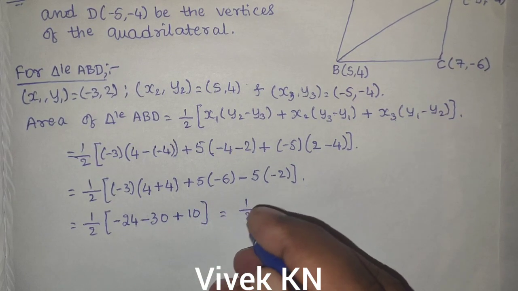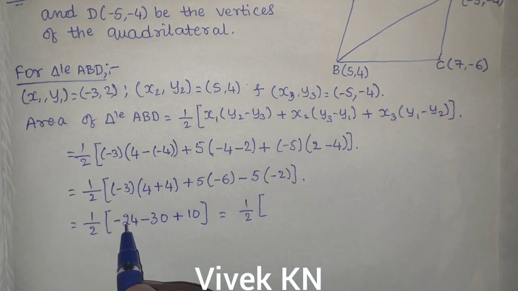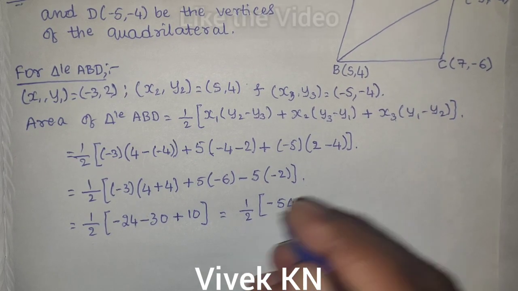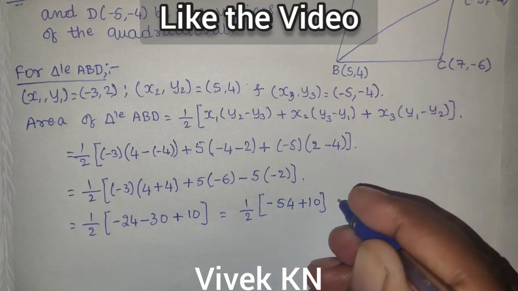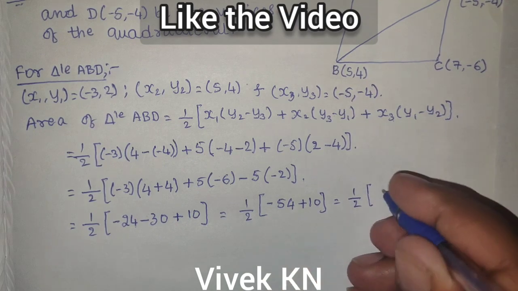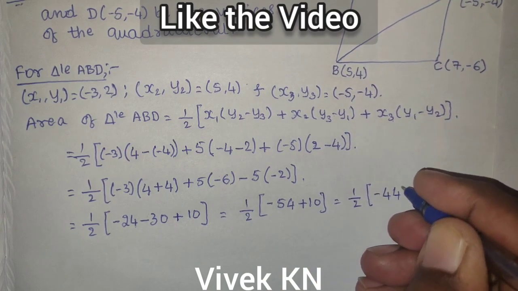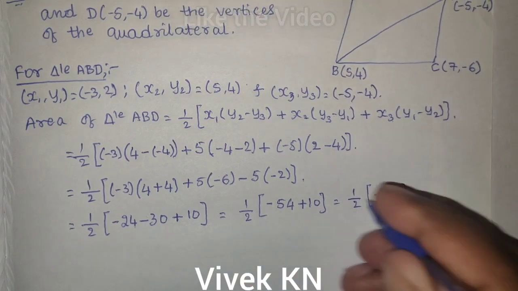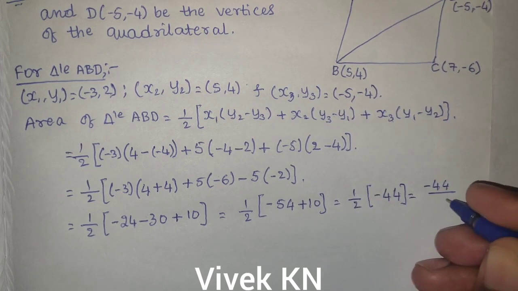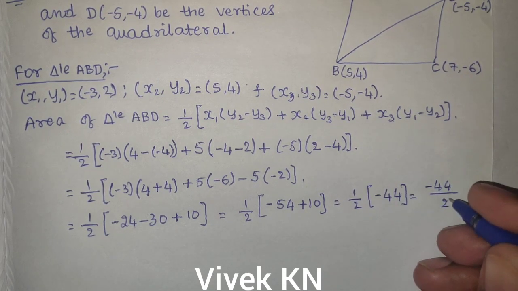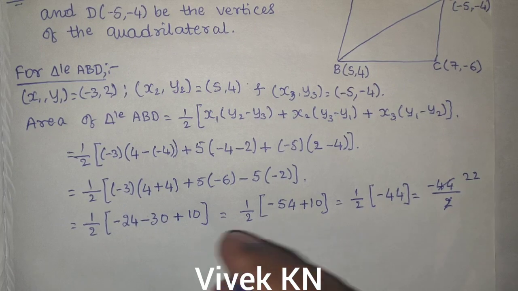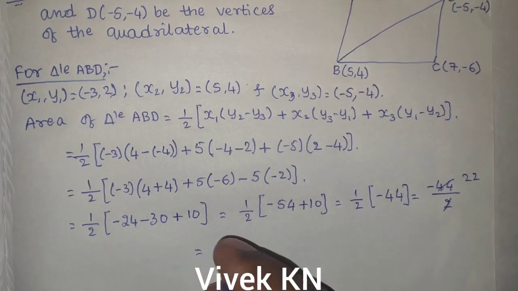Which is equal to 1/2 into adding minus 24 and minus 30 we get minus 54 plus 10 as it is, which is equal to 1/2 into minus 54 plus 10 gives minus 44, which is equal to minus 44 divided by 2. Dividing 44 by 2 we get 22, that is minus 22.